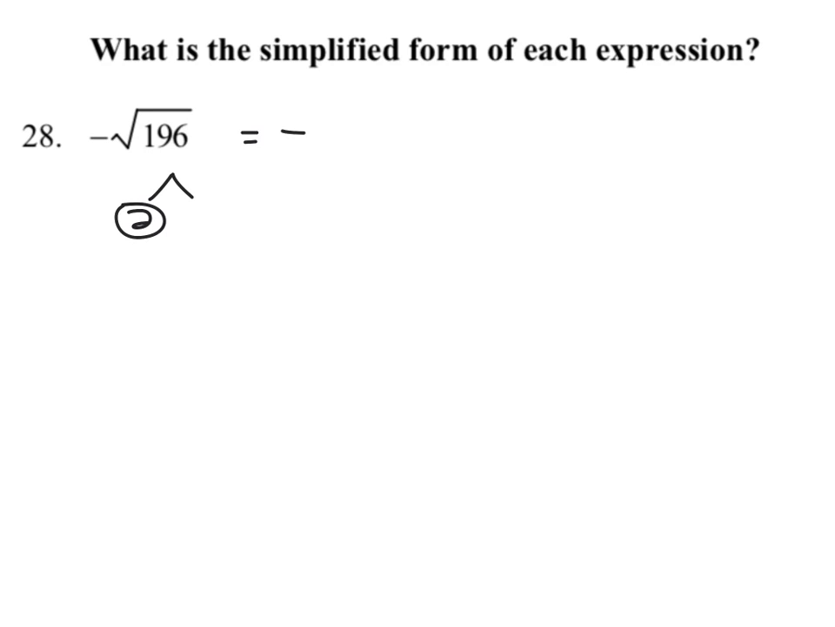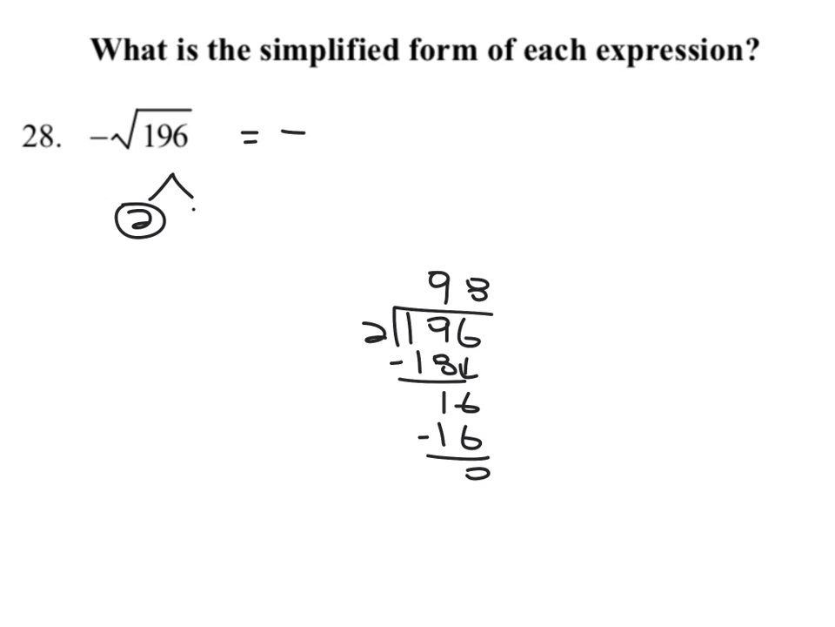We got 2 because it's even, and I'm going to take 196 and divide it by 2. We can just do this to find out what the other number is. 2 goes into 19 9 times, that's 18. 1 left over. 2 goes into 16 8 times, that's 98. Okay, so we got 2 and 98, and that's not prime.